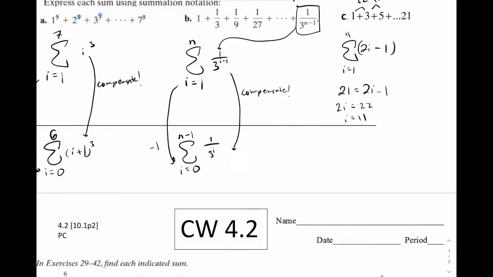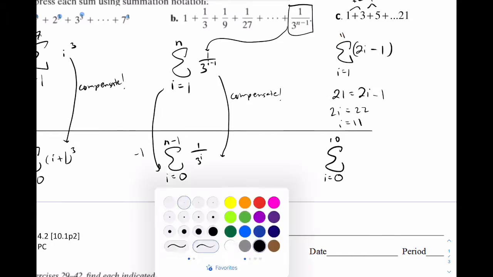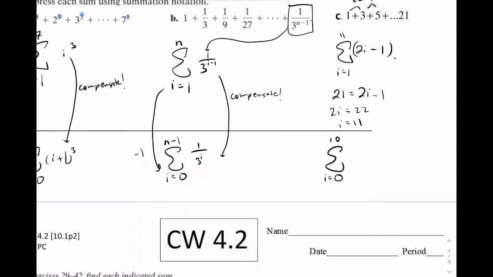Now for our last example, let's take a look if we can figure this out. So if I follow that same pattern, I'm going to drop it to 0, which means 11 should then drop to 10. And if I just compensate, let's put an arrow here. I'm going to compensate plus 1. Then this should be 2i minus 1 plus 1. These cancel. And we get this. However, this definitely doesn't work. If I plug in 0, I get 1. If I plug in 1, I get 2.